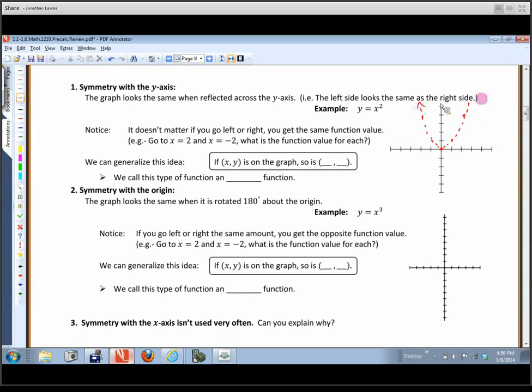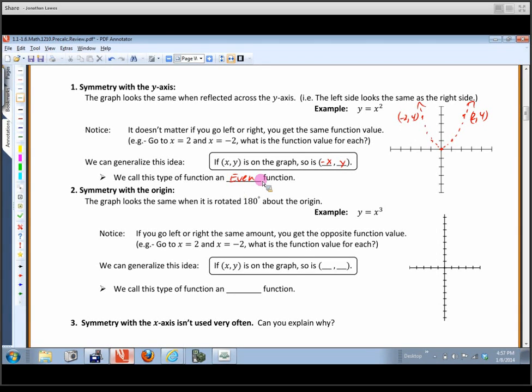If we were to fold this along the y-axis, this point right here is (2, 4), and this point right on the other side is (-2, 4) also. It doesn't matter whether we go to positive 2, we get a function value of 4, or to negative 2, we get a function value of 4. So we can generalize this idea for a function that's symmetric with the y-axis: if (x, y) is on the graph, so is (-x, y). Again, it doesn't matter whether we go to the right or the left, we get exactly the same function value. So this type of function is called an even function. Functions that are symmetric with the y-axis are called even functions.